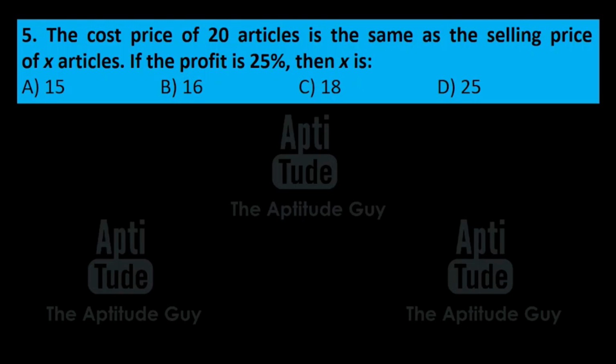Alright, let's do it. Let's first write the data. The cost price of 20 articles is the same as the selling price of X articles. Cost price of 20 articles is equal to selling price of X articles, and let that price be P. Can't take it as X because X is already something else.